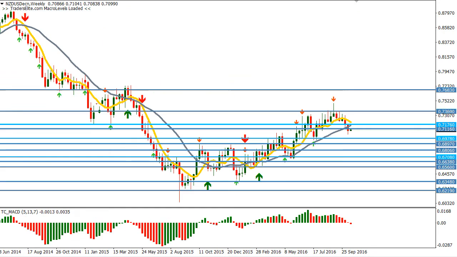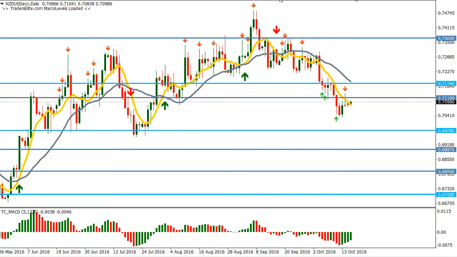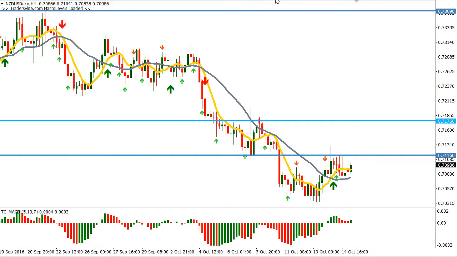Kiwi also has been going through an upward trend. However, price has fallen below this slow moving average. So a bit of a clue that it could be moving downward. On the daily, we are downward, and on the 4-hour, we really need to see a pop over 0.7116 to get a move upward. So if we do get that, then we could see moves up to 71.76 or even as high as 73.69.